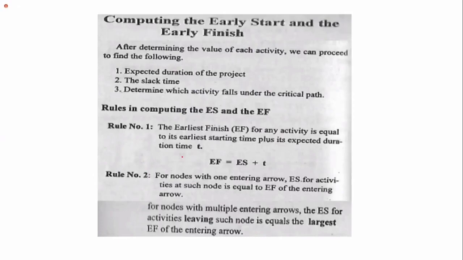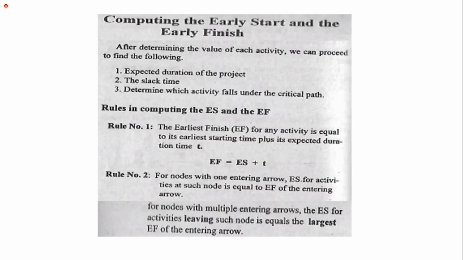Let's have an example. So for computing the early start and the early finish, after determining the value of each activity, we can proceed to the following: the expected duration of the project, the slack time, and determine which activity falls under the critical path. In what you did in the assignment, you already established the early start and early finish.